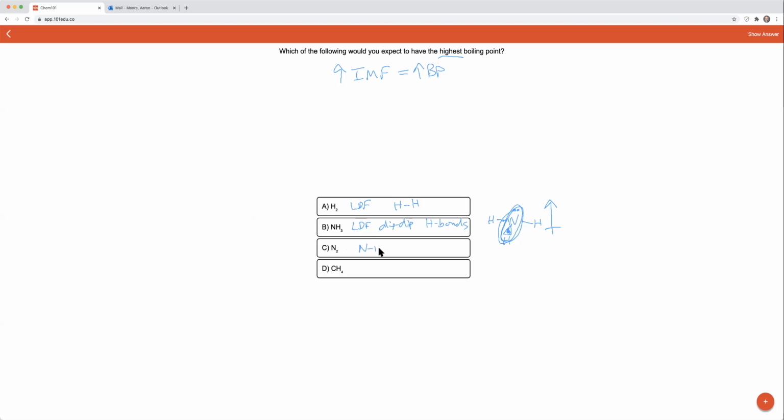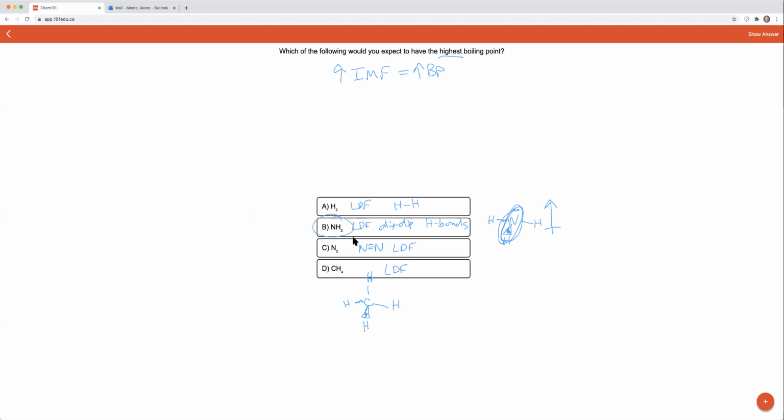N2, again, just two nitrogens connected together, in this case by a triple bond, but still it's non-polar, so it's just got the London dispersion forces. And the methane, we talked about that one before, that's a perfect tetrahedron, right? It has slightly polar bonds with the hydrogens, but they would cancel each other out because they're pointing in opposite directions. So this is also a non-polar molecule, so it also only has London dispersion forces.